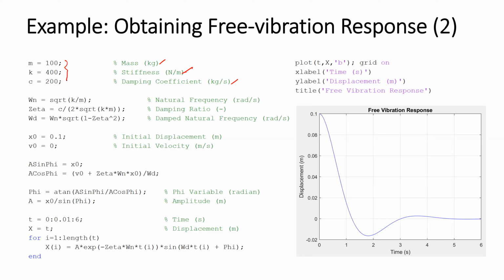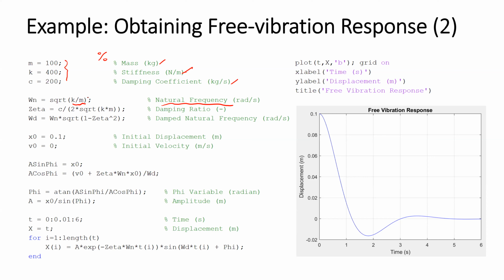And here, the green one is the comment. After the percent symbol, it will be a comment, so the code won't compile this part. I just put the comment so that you can understand the program. And for the natural frequency, we compute it by the square root of k divided by m.